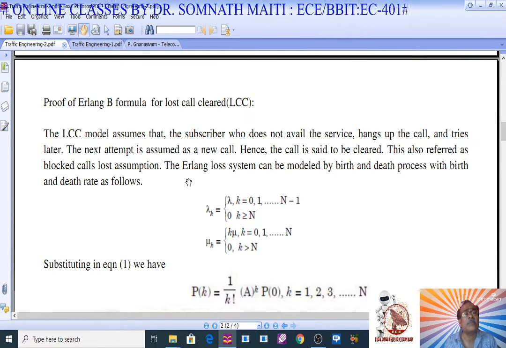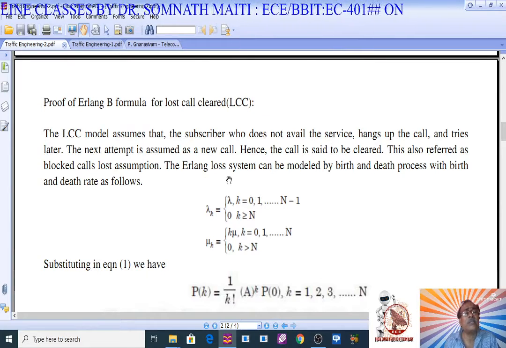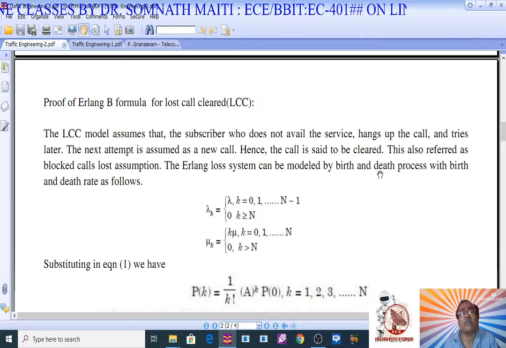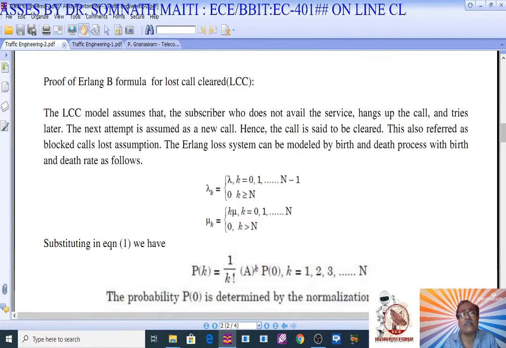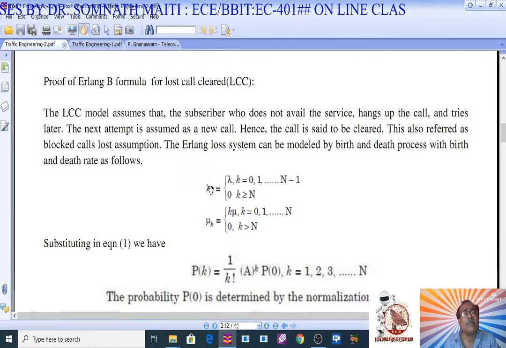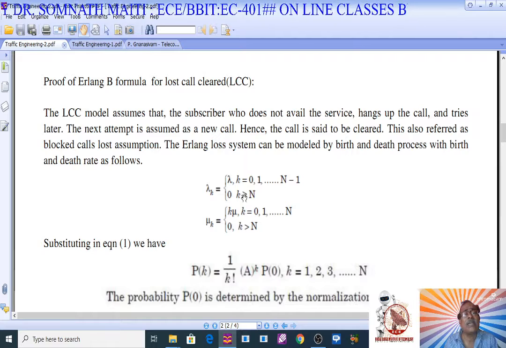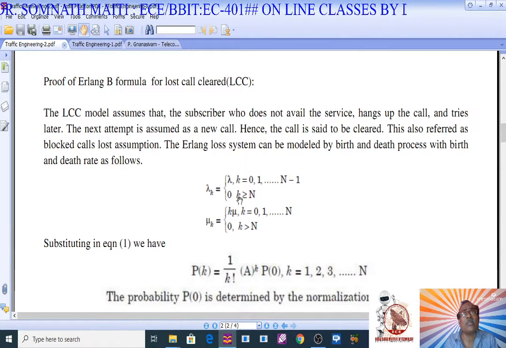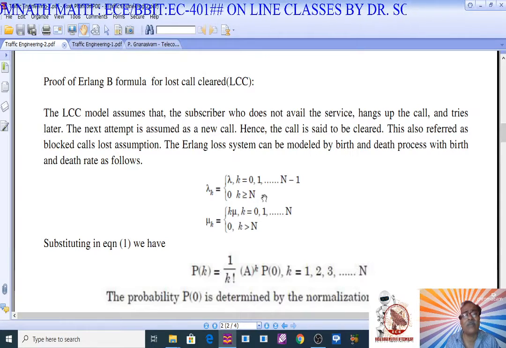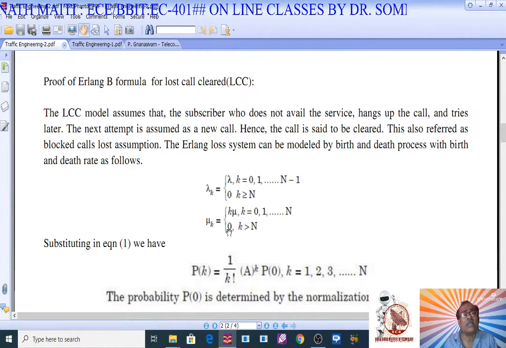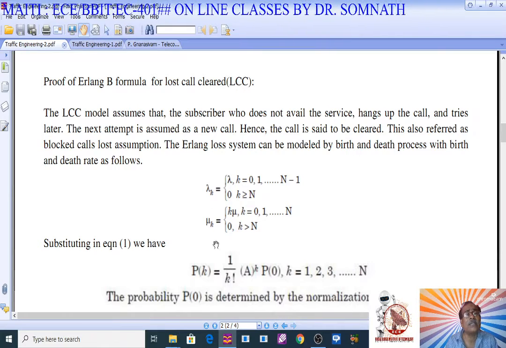This is important. Erlang developed this formula. According to him, the loss system can be modeled by a birth and death process, with birth and death rates as given below. Lambda k, the birth rate, equals lambda when k is less than n, where n is the number of subscriber lines. The death rate mu k equals k into mu. This is the assumption.